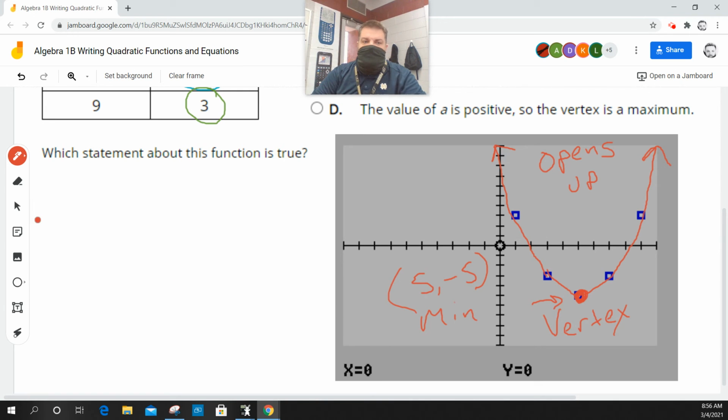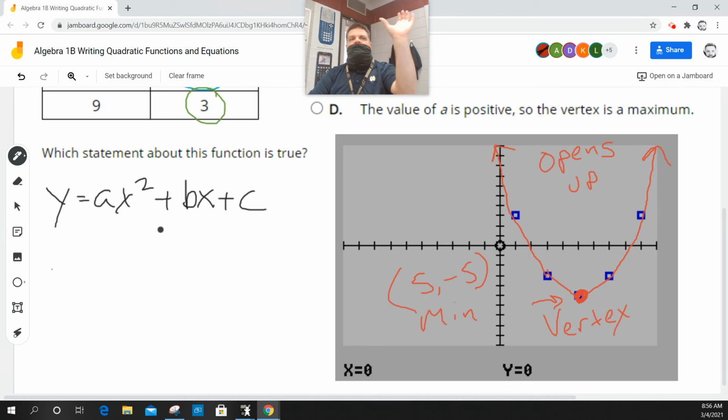Now, what do we know? If I wrote this in the standard form, in other words, if I said y equals ax squared plus bx plus c, what makes the graph open up? It's either A, B, or C. So let's start with the letter. One of these letters will give us a clue.